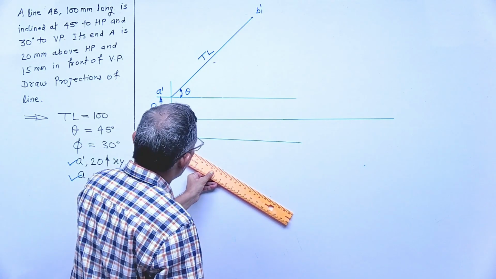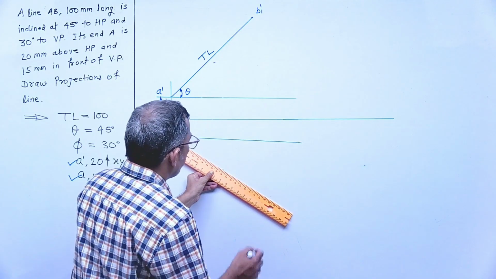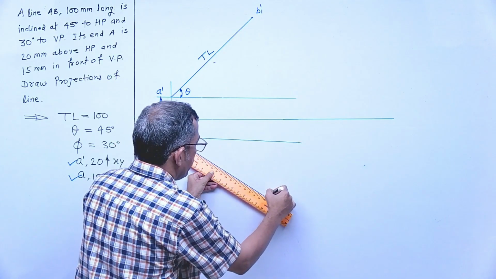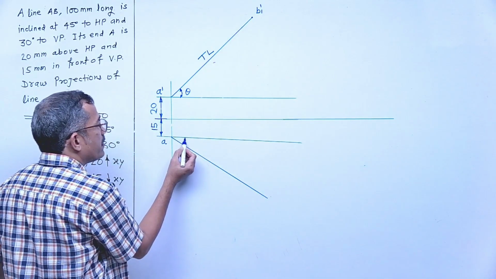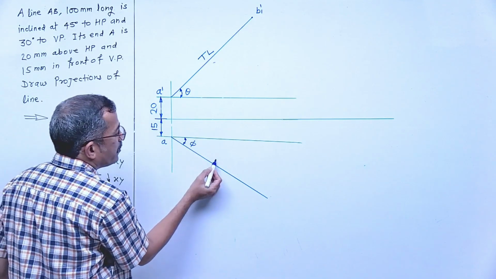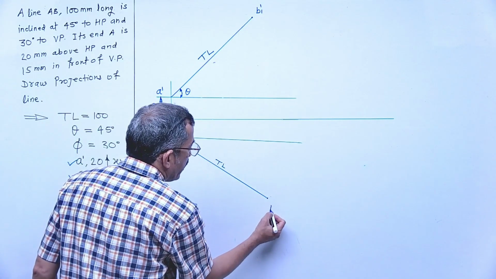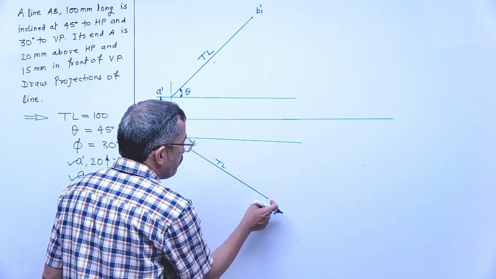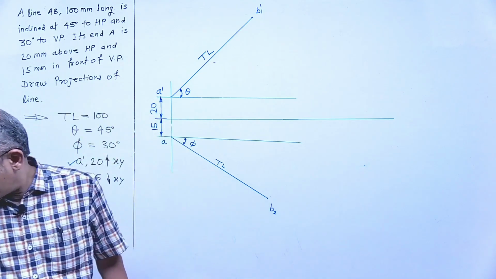Phi, right? What length? 100 mm. So I will represent here a 100 mm long line inclined at an angle of phi. This angle is the inclination of the line with VP. Which length? True length. What is the name of the end point? So this one is B2. Top view is without dash, right? Name of this point is what? B2. Next step is what?